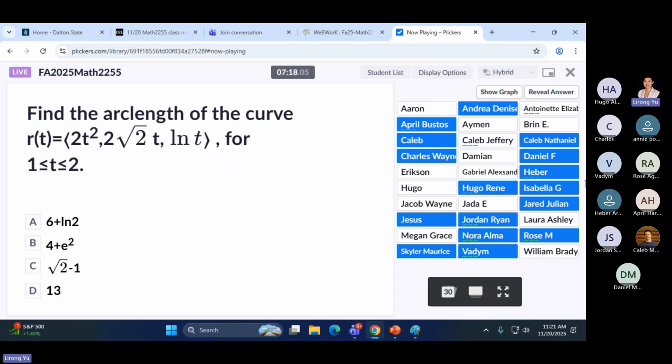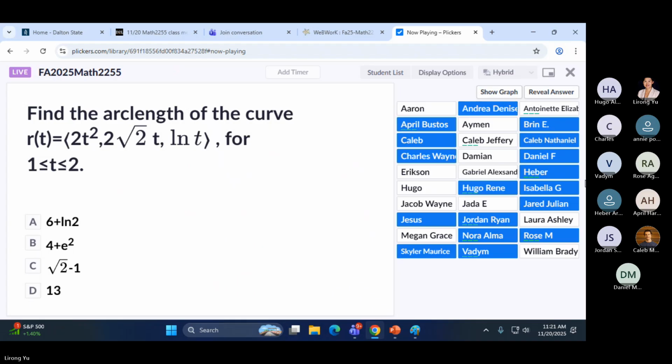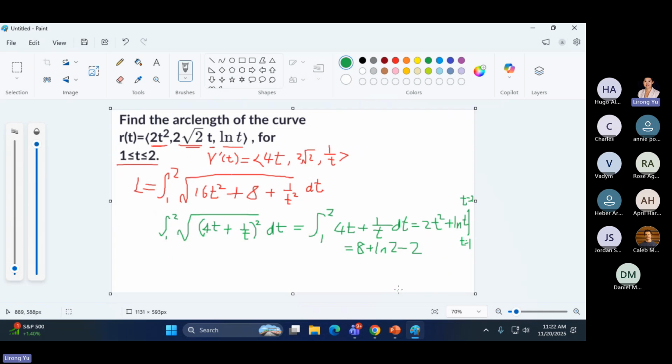And then that kind of goes with what you received. Question. E. So Jordan, you might want to double check. I see the answer should be this, right? 8 plus natural log of 2 minus 2. So if we simplify, it will simplify down to 6 plus natural log of 2.